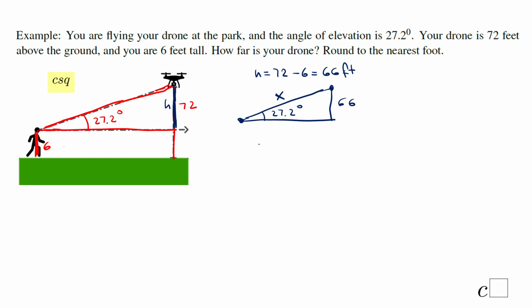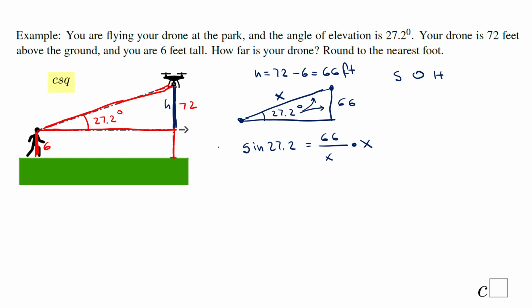So what trigonometric ratio are we going to use here? If you notice, we have the angle, we have the opposite leg, and we have the hypotenuse. Opposite leg, hypotenuse, and the angle. That means we have to use sine of 27.2 equals 66. That is the first thing you're going to put on the numerator, and over x. So you need to solve for x.